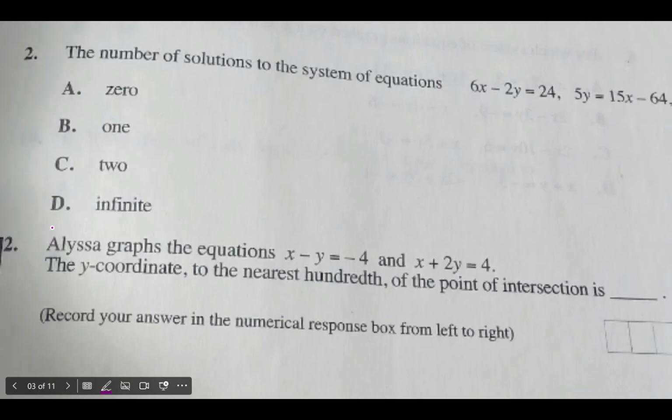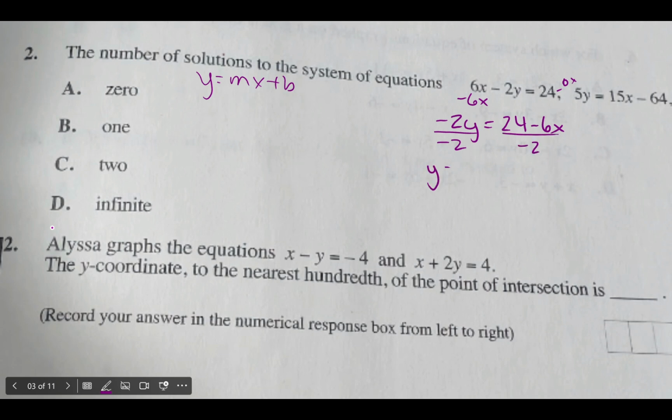This next question, number 2, the number of solutions we have, we can tell that if you're in the form y equals mx plus b. So with both of those equations, work on getting y alone. So for this first one, I'm going to move the 6x to the other side. So you'll have -2y equals 24 minus 6x, and then divide both sides by -2. So y will equal -12 plus 3x. Now, you could rearrange this so that the x term goes first. So 3x minus 12 would be our equation.